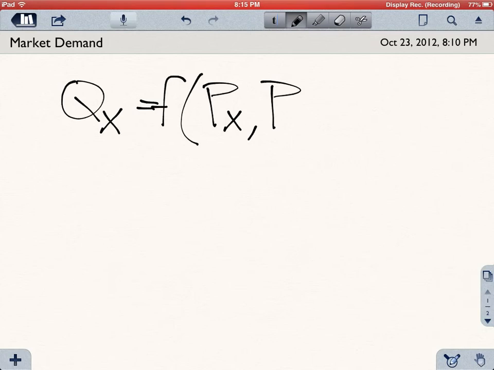So the price of all the goods that are related to tomatoes, we're going to say PY, and how much money you have, or your income, and probably your preferences, whether you like tomatoes or not, right? So we're going to call that your taste, T for taste or preference. And generally, those four things will allow us to actually say quite a bit about the demand for tomatoes.